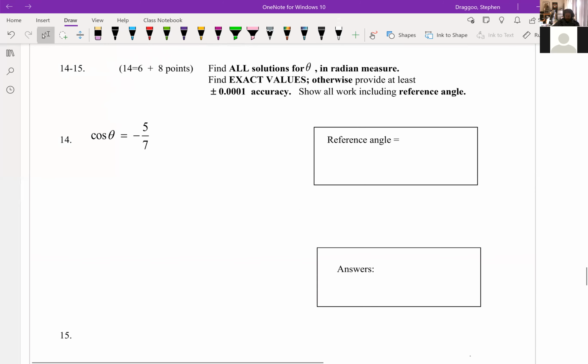All right, and finally, some stuff from worksheet 11. This stuff ought to be fun. So I have the cosine of theta is equal to negative 5 over 7, and I want all solutions that are between 0 and 2 pi, and we're going to use 4 decimal places of accuracy. So let's start with finding that reference angle.